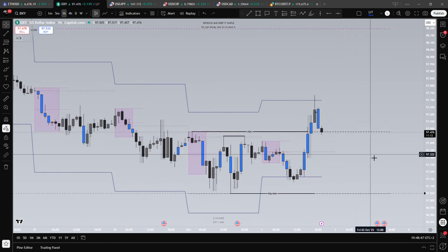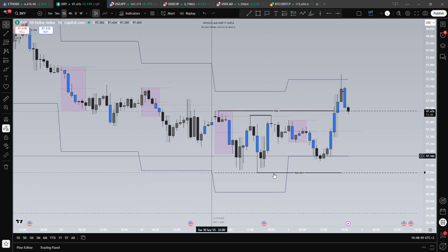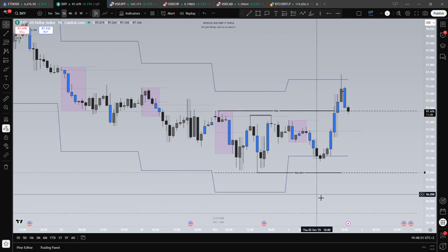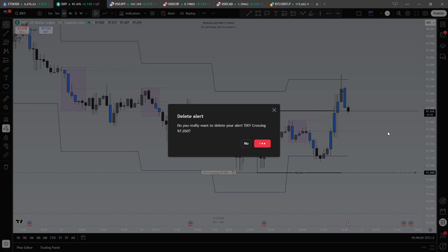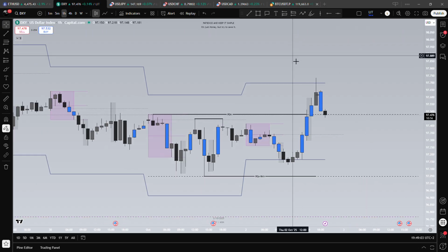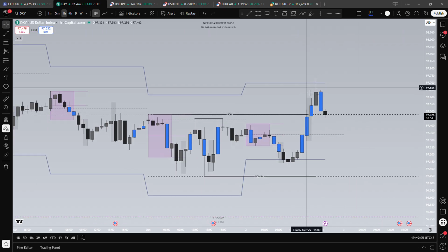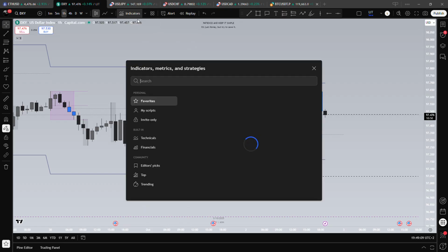Okay, so here we are again in another video, and today we're gonna start with DXY as always, and you are gonna ask, what the fuck are those lines? Well, maybe some of you know what that is, but I'm gonna explain it. So this is ATR, average true range.